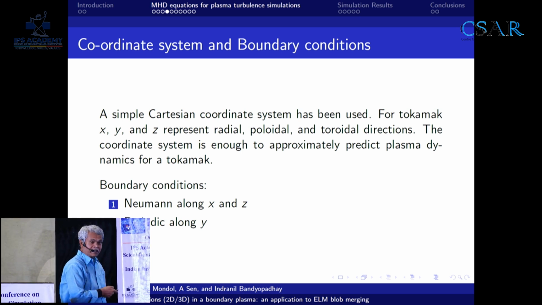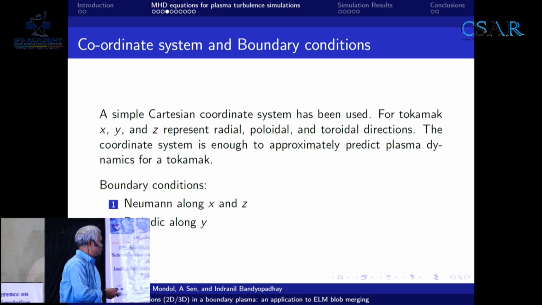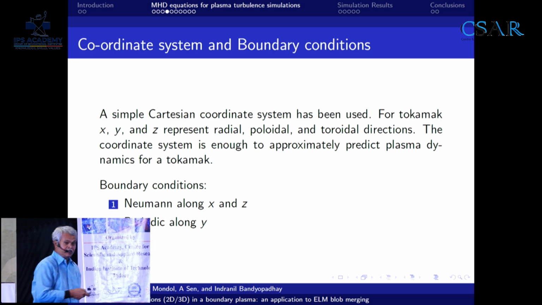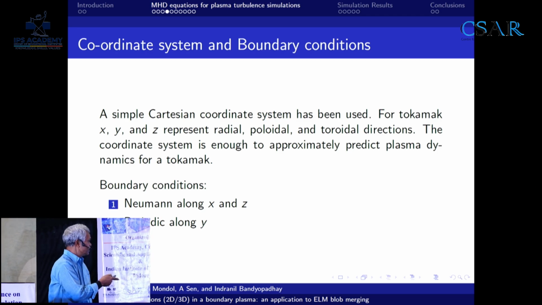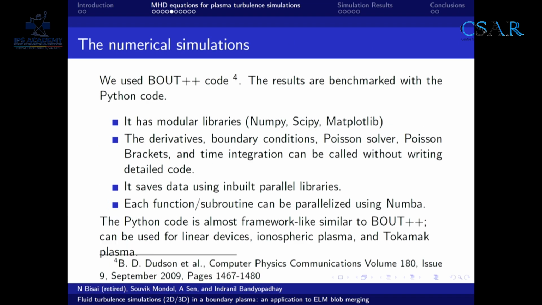Again, Cartesian coordinate system. The boundary condition used is Neumann along X and Z. Sometimes people use Z direction as periodic, and Y direction is solely periodic. Now, as I told, it is a BOUT++ code. Again, this code, only one code is not enough for this work unless it is properly benchmarked.